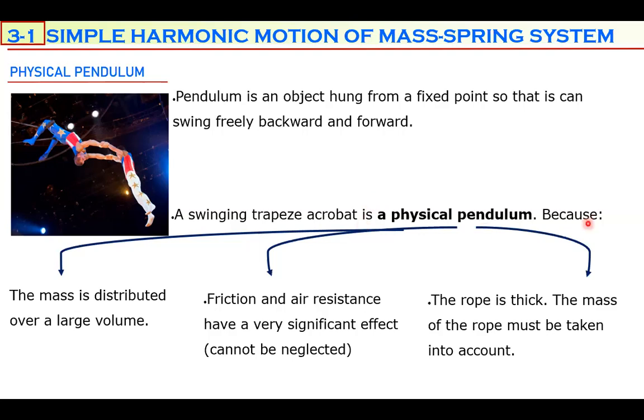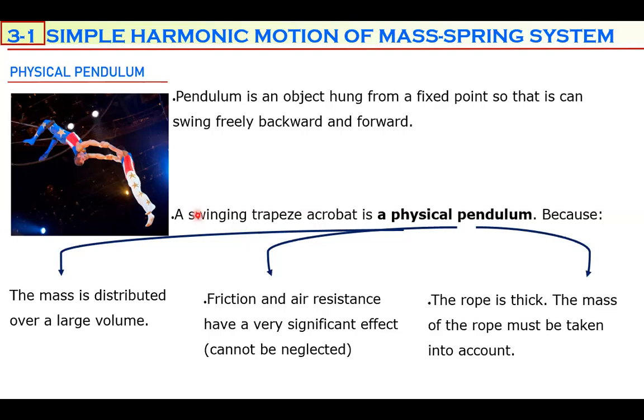First, its mass is distributed over a large area. As you see, there are two men, and their area with the air is very large. So, a very large area, very large volume, the mass is distributed. Second, friction and air resistance have a significant effect, so they cannot be neglected. The energy lost here will be very significant. You cannot say that there is no energy loss. That's why this system will come to rest very quickly.